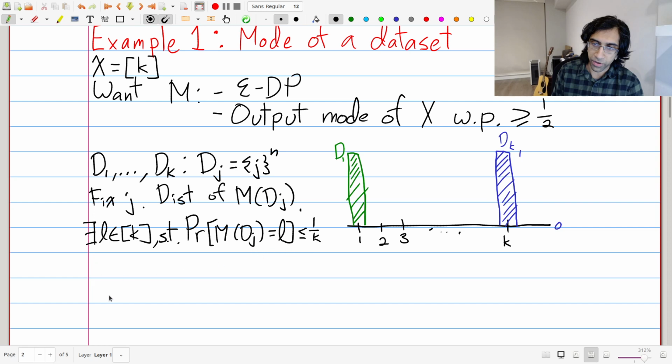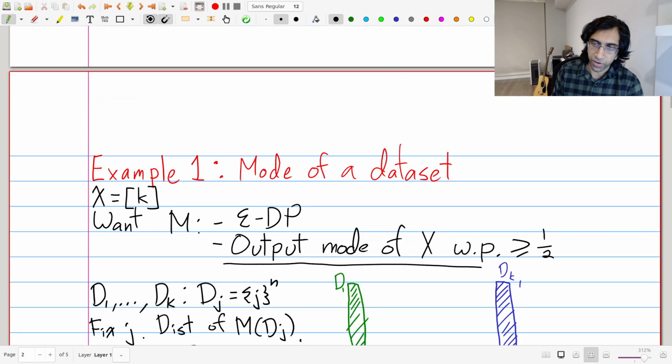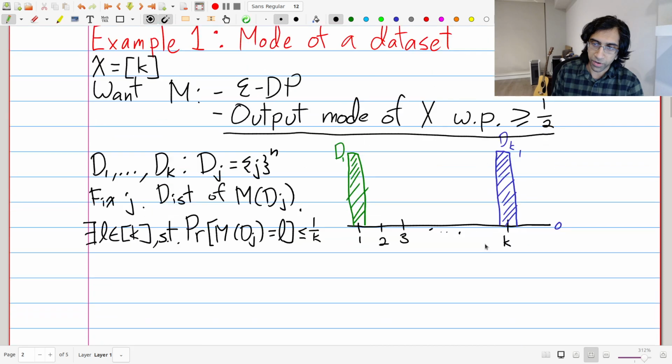So that's what we have in terms of the probability distribution of this. However, what else do we know? Well, the accuracy guarantee tells us that it outputs the correct mode with probability greater than 1/2. That tells us something about the algorithm's behavior on a specific data set. It tells us that the probability that M on DL is equal to L is greater than or equal to 1/2. So this is the accuracy guarantee.